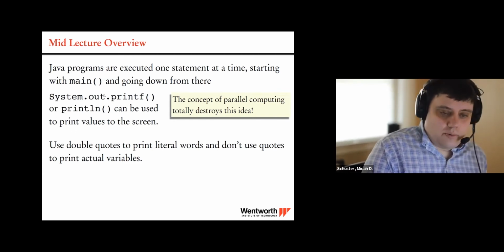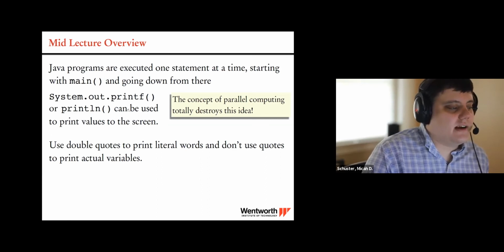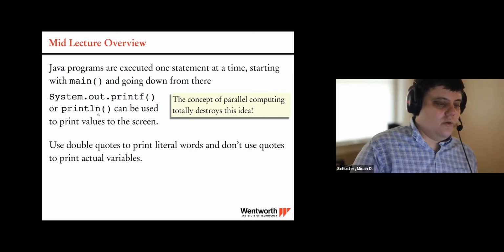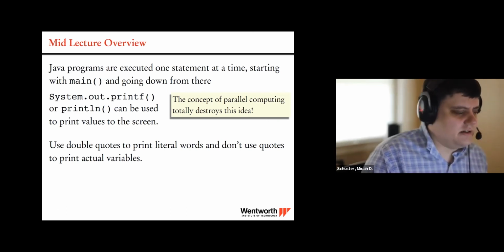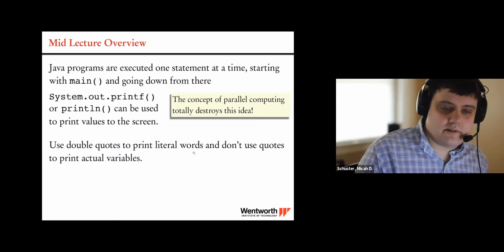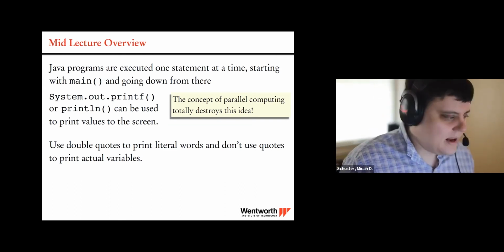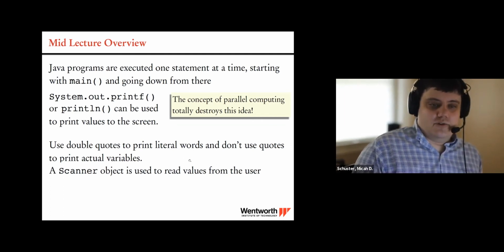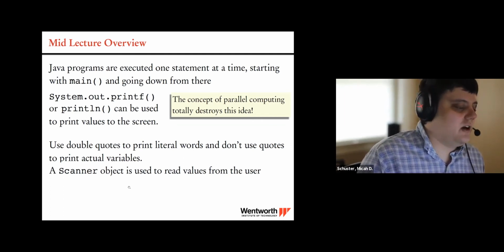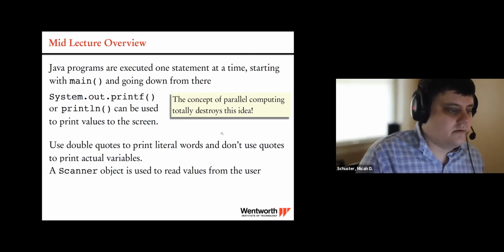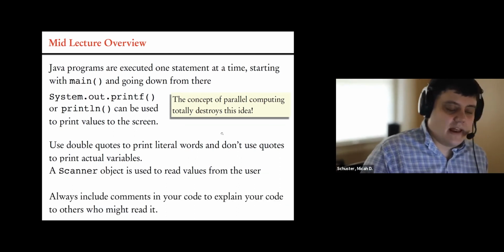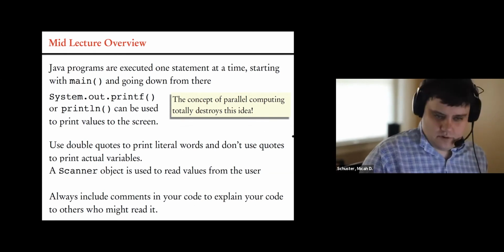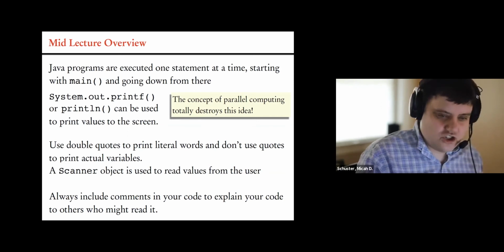System.out.printf or println, which we'll come back to in just a second, can be used to print values to the screen. I'll show you either later today or potentially next time. Use double quotes to print your literal, verbatim words, but you don't use the quotes to print actual variables. You can use printf and those conversion characters we talked about. And then, of course, Scanner is used to read things from the user, and always include comments to explain what your code is doing. So that's the stuff that we just talked about.